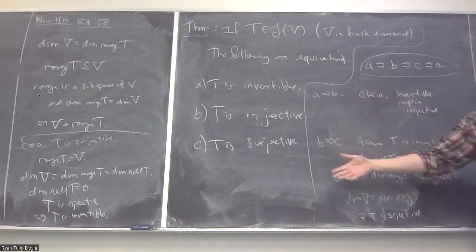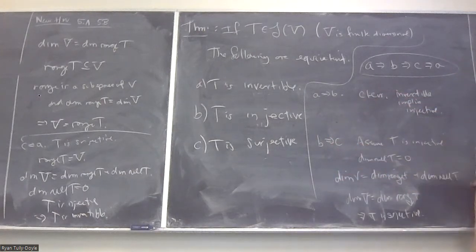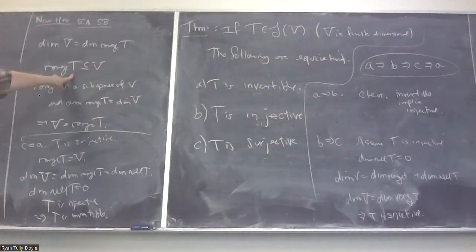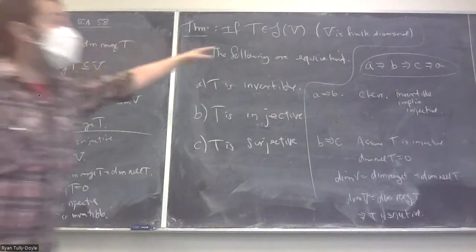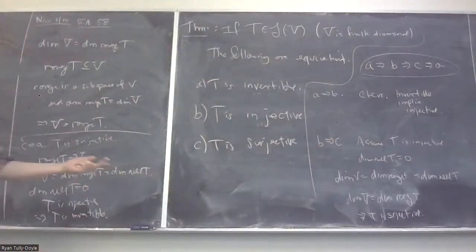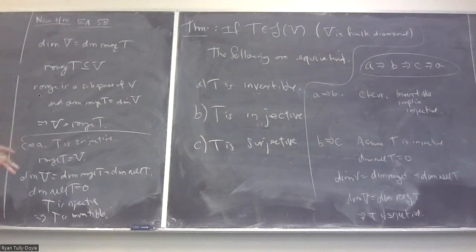Okay, questions about this argument before we go on? Yep. It's only because T takes V onto V, or you couldn't say this. This wouldn't be true. So even if V and W are the same size, you can sort of cheat the idea that this still works. There's a version of this theorem that holds for vector spaces of the same size, but you can't use this argument. It's more complicated than this.